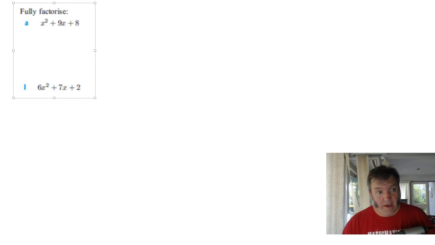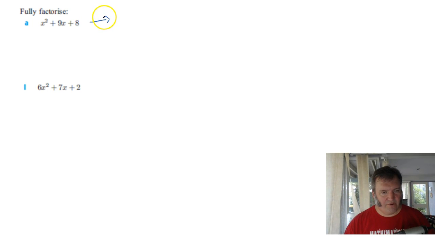Our final mixed bag review, a pair of questions, fully factorised. We've got a nice quadratic trinomial here and a slightly less nice, a non-monic. What does that mean? It means there's a number in front of the x squared. We're going to be able to factorise both of these though without too many problems. So the first step is we've got to try and remember our rule.